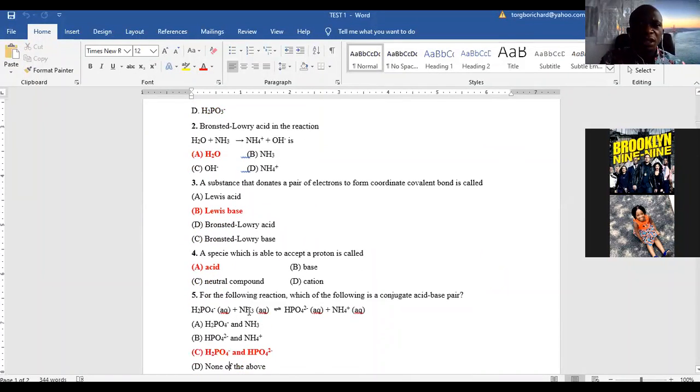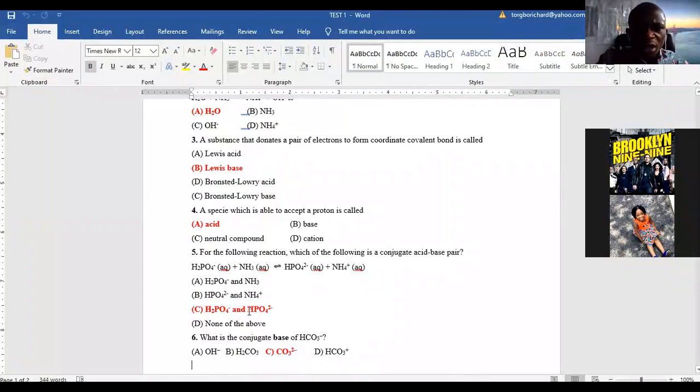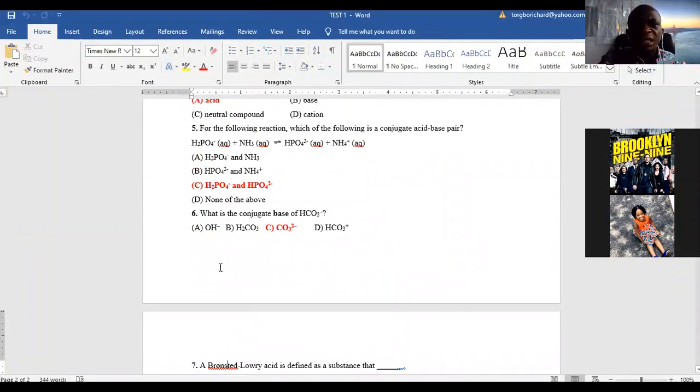Number 4, a species which is able to accept a proton is called an acid. It's as simple as that. Number 5, for the following reaction, which of the following is a conjugate acid-base pair?